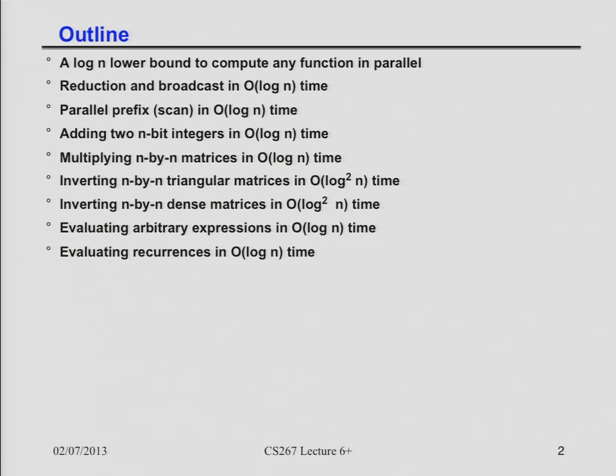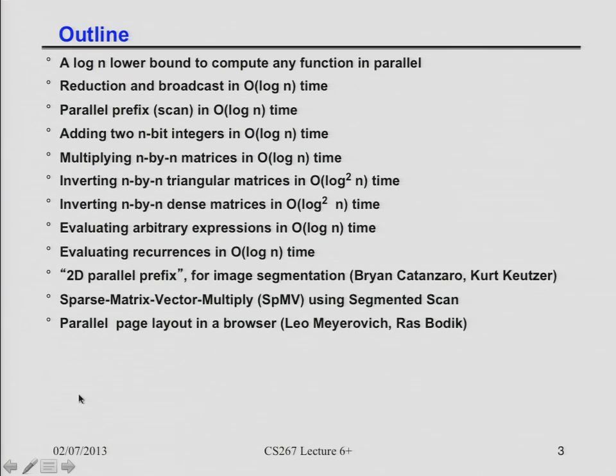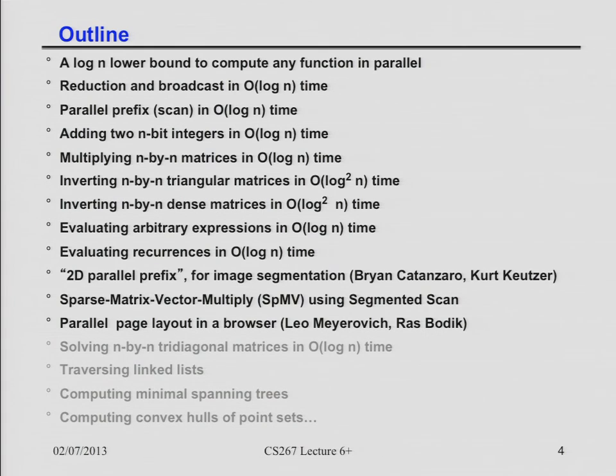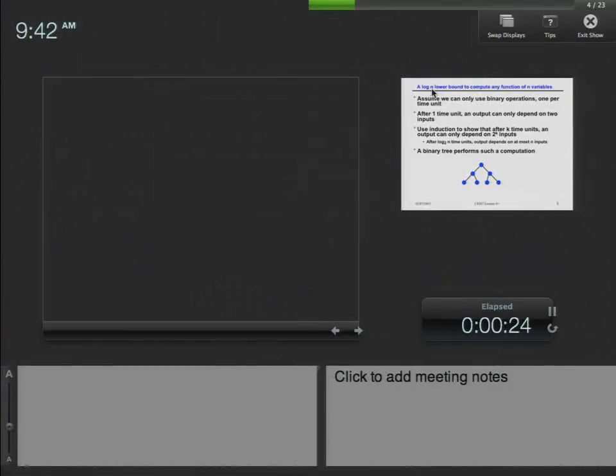And so what I want to do today is finish and give you 3 interesting practical examples where this comes up. One from an image segmentation problem, one using it to implement sparse matrix vector multiply, and another one which is being implemented in various browsers, and it's how you figure out where to put the stuff on the screen. So page layout. And there's many, many more examples, but I'll just do these last 3. So let me now move ahead to that slide.